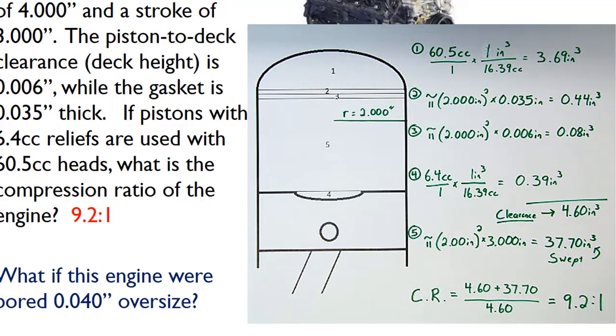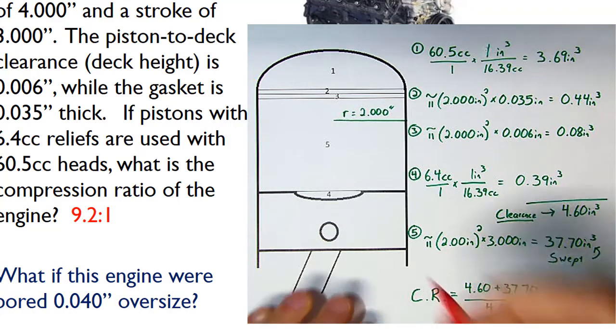We can go through that in more detail. Go back and watch part 2 of the lesson on compression ratio for a more detailed explanation there. Our question here is, what if this engine gets bored 40 thousandths oversize? That's going to change our compression ratio. We don't really need to work this from scratch.